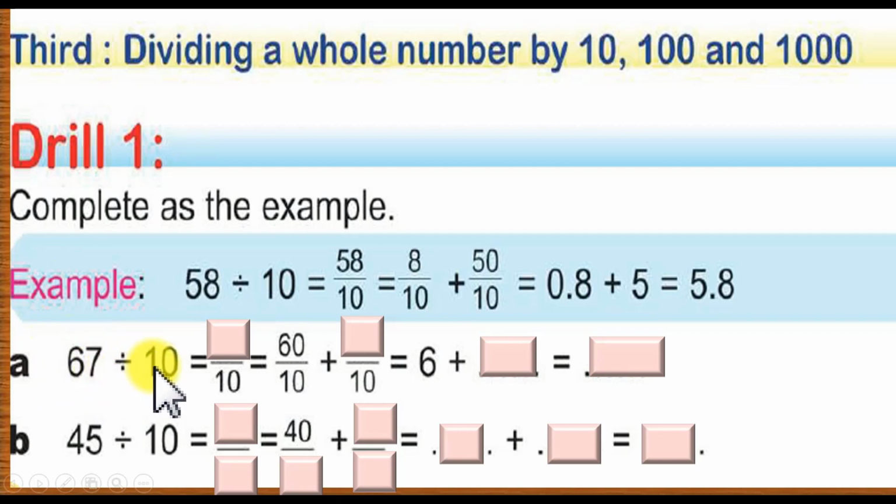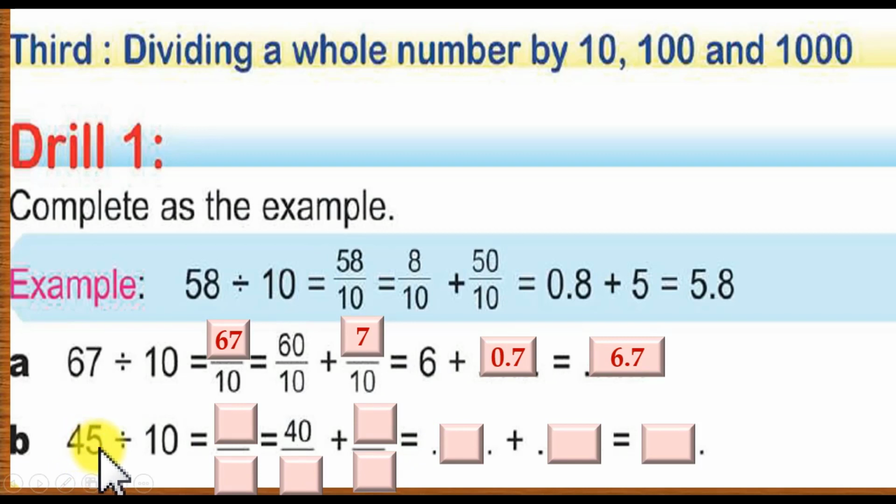67 divided by 10. ال 67 ممكن نقسمها 60 و 7. ال 60 divide 10 ب 6 وال 7 divide 10 ب 0.7 يبقى 6.7. طب لو بالطريقة السهلة اللي احنا قلنا عليها بنعمل divided by 10 يبقى put the decimal point after one digit. هنحط الديسيمال بوينت بعد اول رقم، ادي اول رقم احط الديسيمال بوينت هيبقى الناتج برضو 6.7.